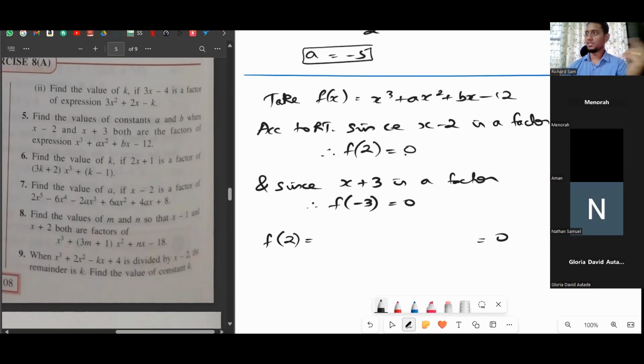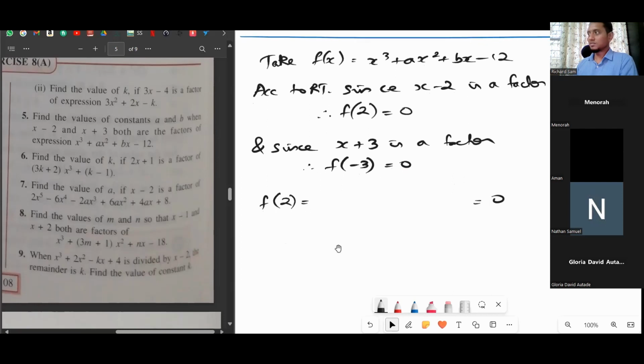Simultaneous equation. Simultaneously, you'll have to solve and find a and b. And any doubt? It's a little long. Okay, I will write the first part for you.